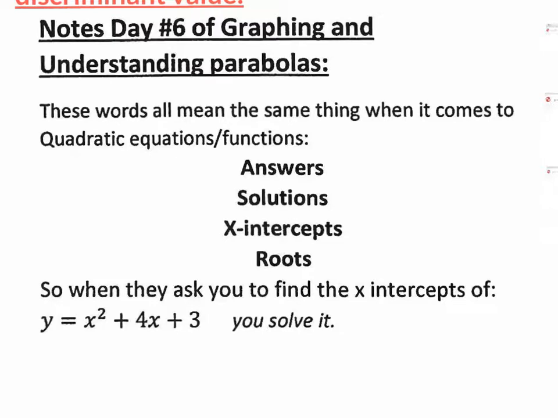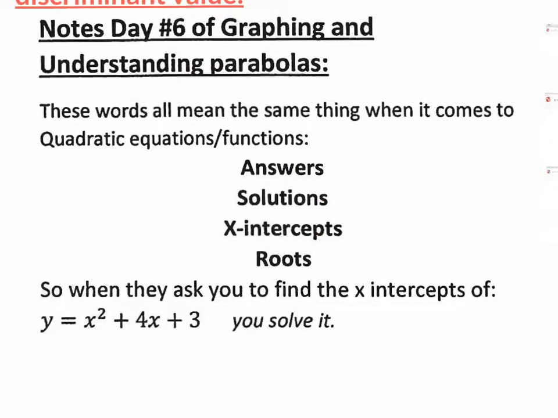We need to know when they tell us to find the answers, or when they tell us to find the solutions, or even if they tell us find the X-intercepts, or even if they tell us find the roots, it all means the same thing. It means just solve it. Do we understand that? So all these words mean the same thing.